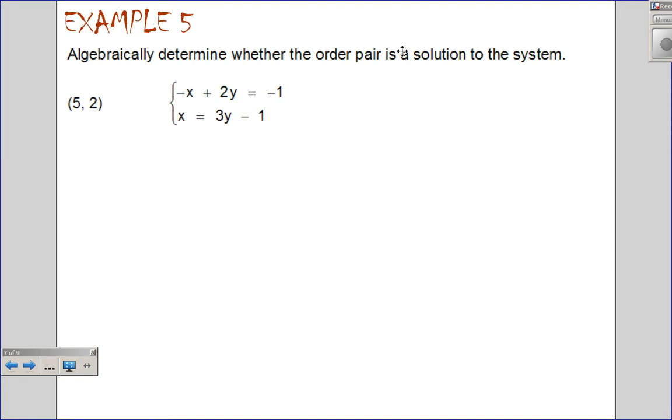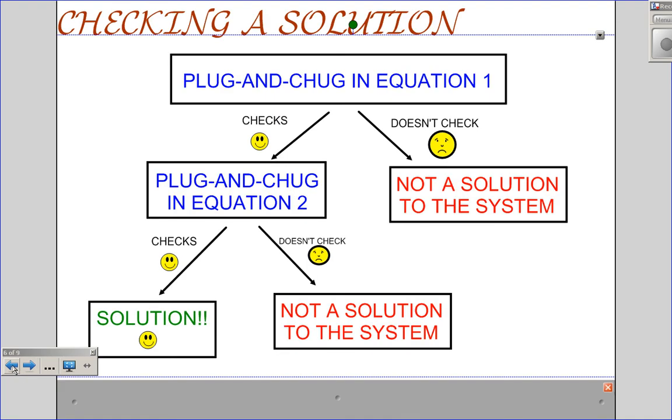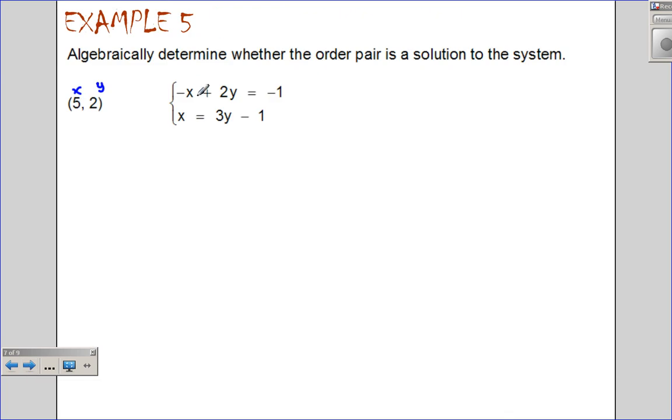So it says algebraically determine whether the ordered pair is a solution. So we want to check whether or not 5 comma 2 is a solution or not. So what am I going to do? Well, I'm just going to plug and chug into the first one. So I have my x and my y value, and see if it works, and then do the same in the second one. Kind of follow this flow chart that I have here. So let's plug it into the first one and see what happens.